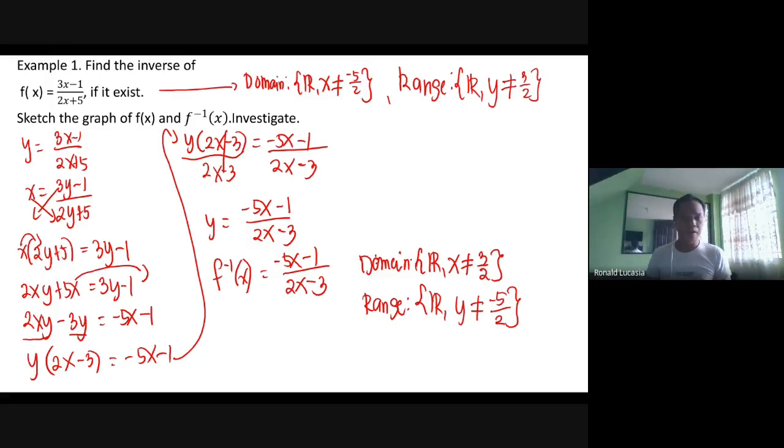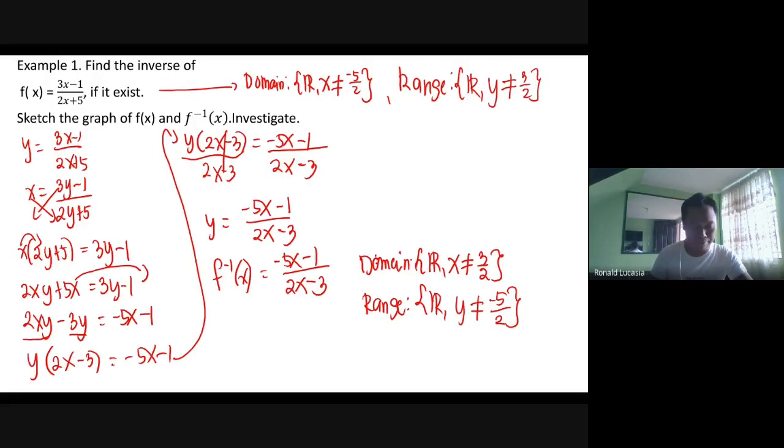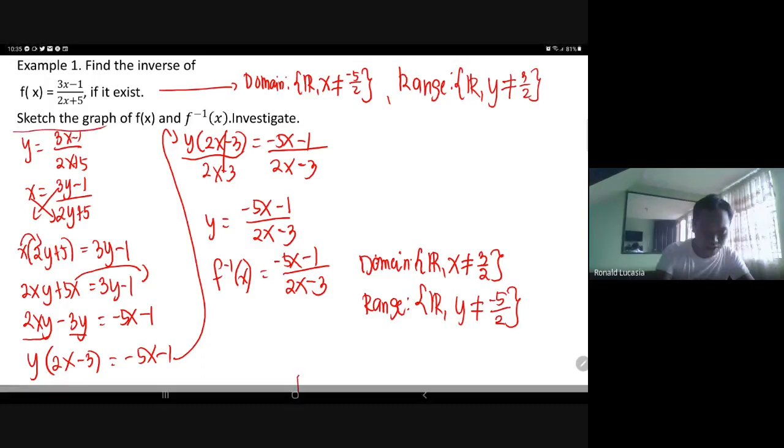So I hope I get the signal clear that you understand example number 1. Now, how do we know if the inverse of the given function exists? Just like here, number 1. Find the... I forgot to graph. It says sketch the graph.